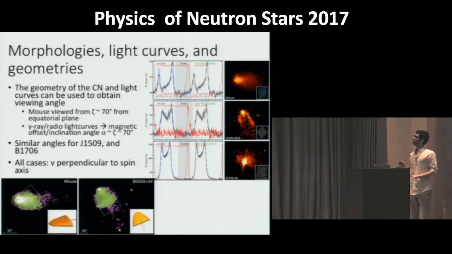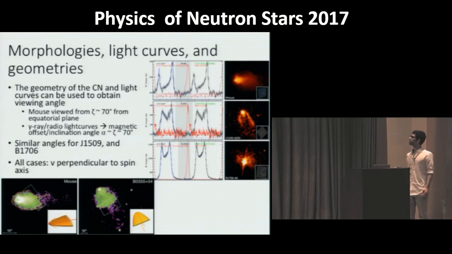The geometry of the compact nebula can be used to obtain viewing angles. For example, if we assume that this fall in brightness in the Mouse compact nebula is similar to that of B0355, we can use the geometry of that to estimate that we're looking at this from 20 degrees above the equatorial plane. In which case, because we also see the radio pulses, that would give it a similar magnetic offset angle on the order of 70 degrees.